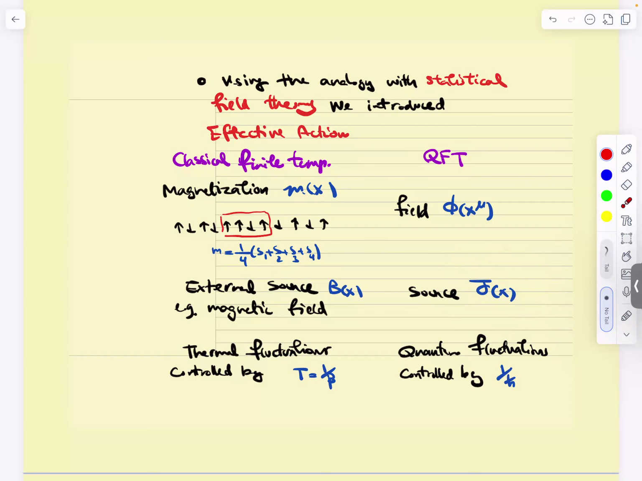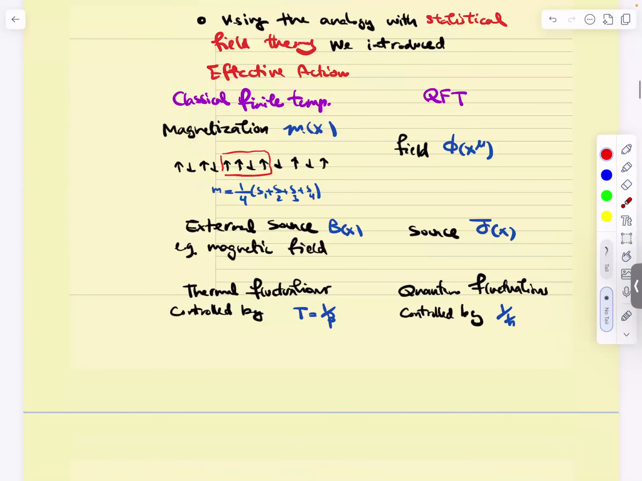There are fluctuations on the classical physics side. These are thermal fluctuations. The parameter that controls them is 1 over beta, right? That controls the size of the fluctuations. And in quantum mechanics, the fluctuations are controlled by h bar.